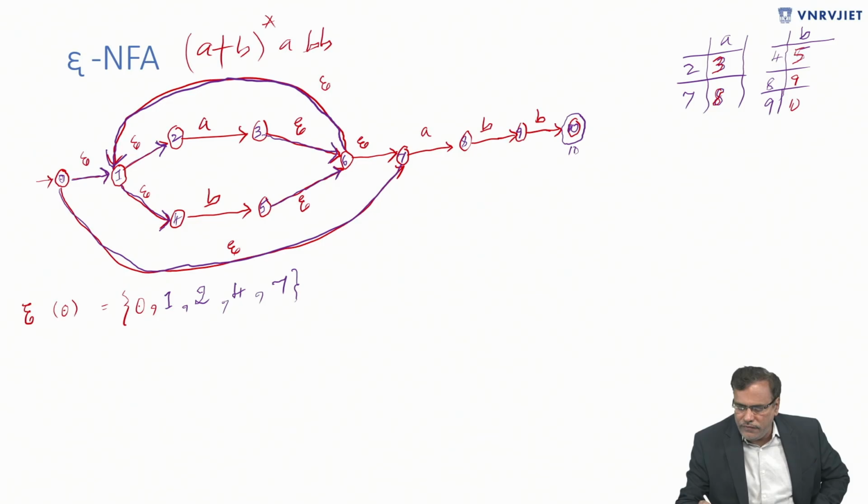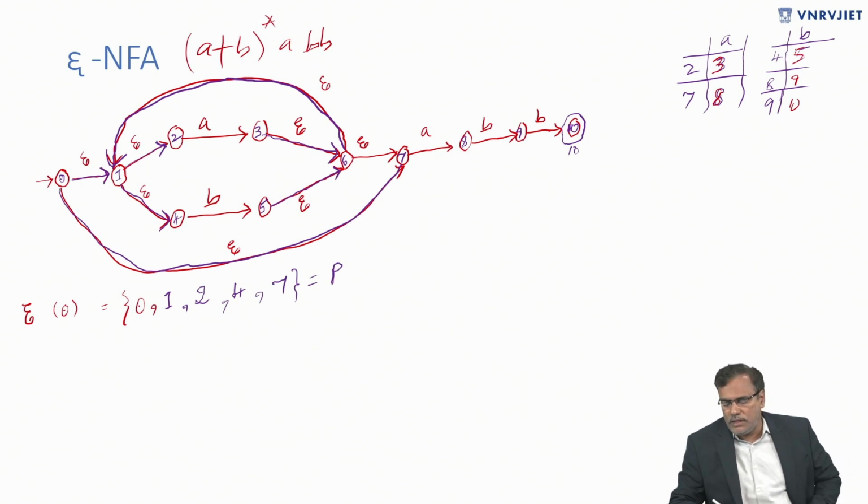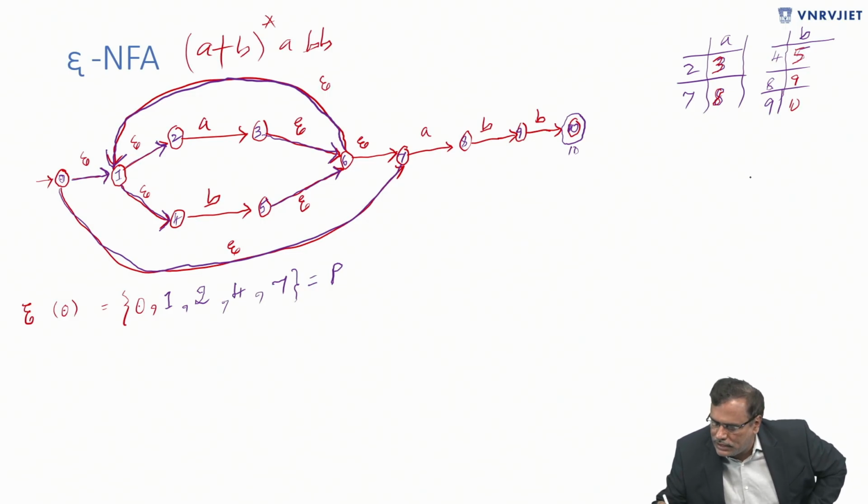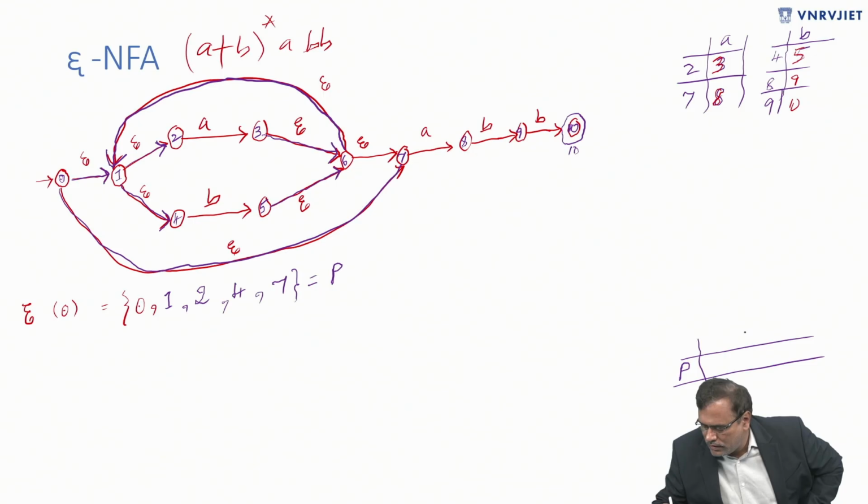Whenever you find an epsilon closure, you can give some name for that. Let me take the name for this epsilon closure of 0 as P. You know that 0 is the start state, so this P will become the start state. Somewhere else, let me directly construct the transition table also. Your state is P as of now, and your input symbols are A and B.